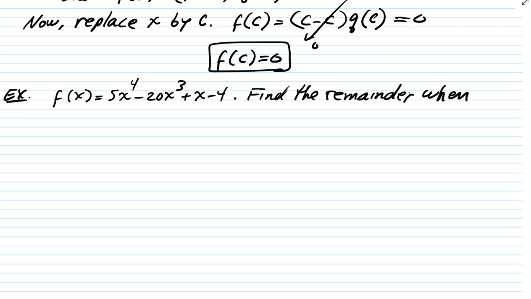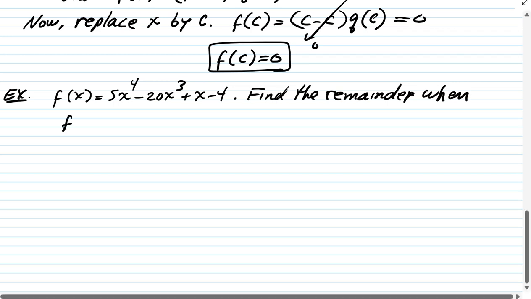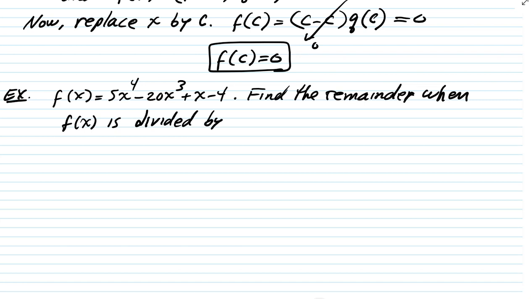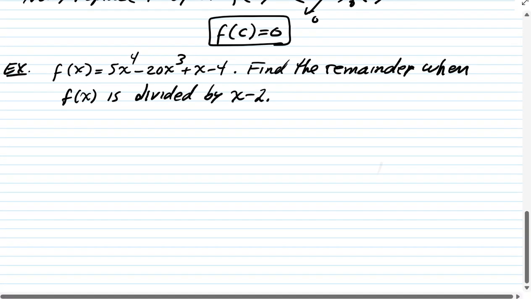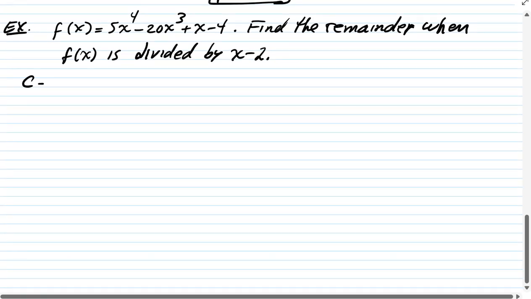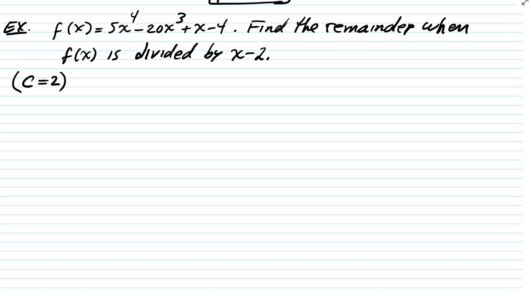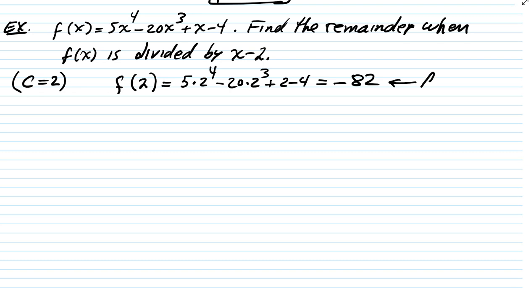when f of x is divided by x minus 2. All right, so that's what we want to do. In this case, c is 2 now. So to find the remainder, we just have to do f at 2. And f at 2 would be 5 times 2 to the 4th, negative 20 times 2 cubed, plus 2 minus 4. See that? So we don't have to do long division. That's the whole point. And there you go. There's your remainder. The remainder is going to be negative 82.